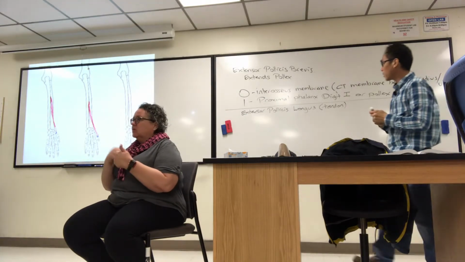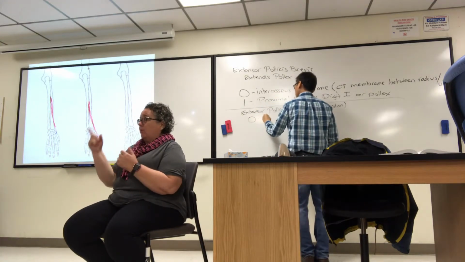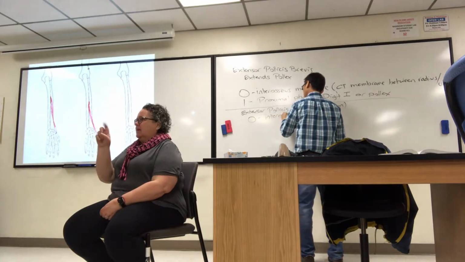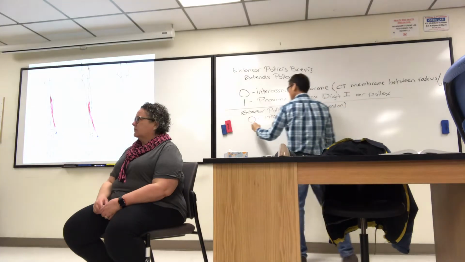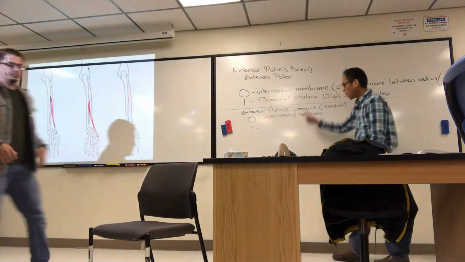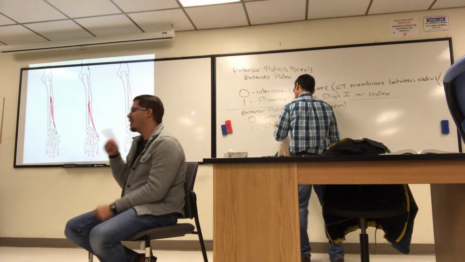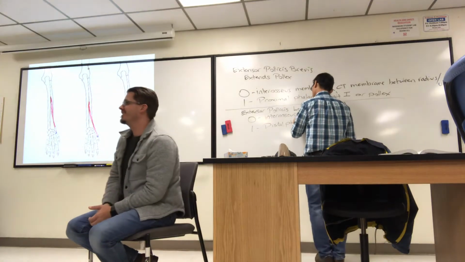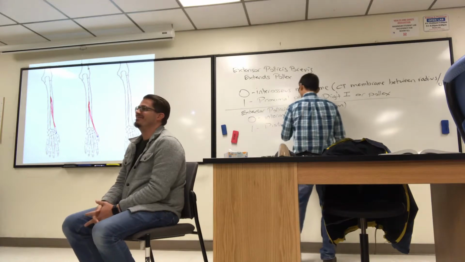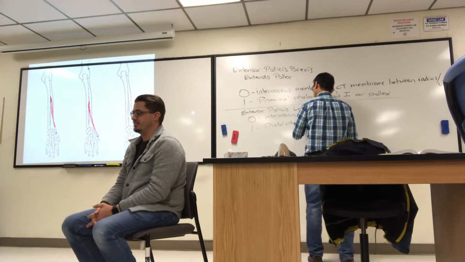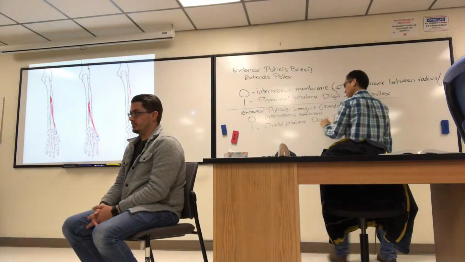So the extensor pollicis longus, I'll keep it the same, because it originates interosseous membrane. And it inserts, well, if you can guess, not the proximal phalanx, but the distal phalanx of thumb. Extends thumb.